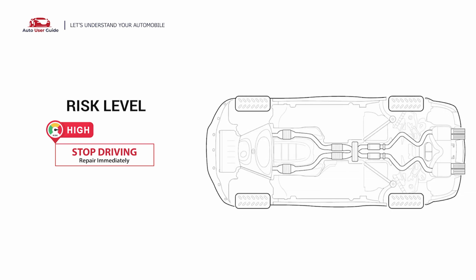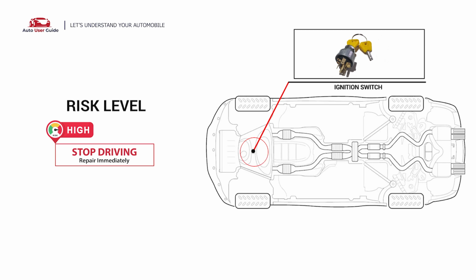The P2537 engine code indicates that the vehicle's computer, such as the body control module or transmission control module, has detected that the power line has dropped below the required threshold, typically under 6 to 9 volts. Under this circumstance, stop driving and repair your vehicle immediately.